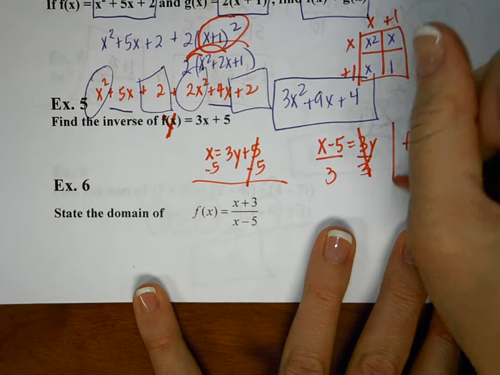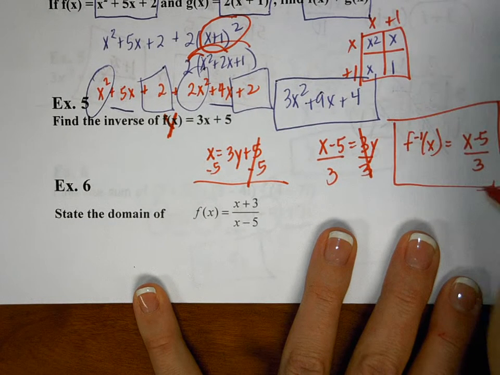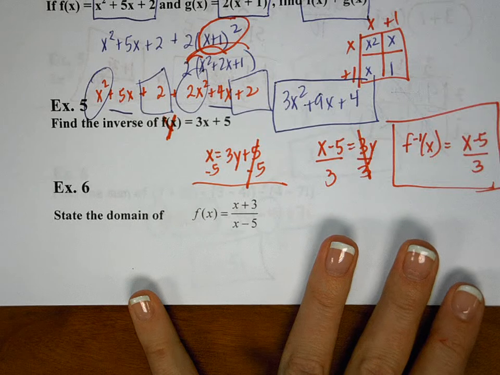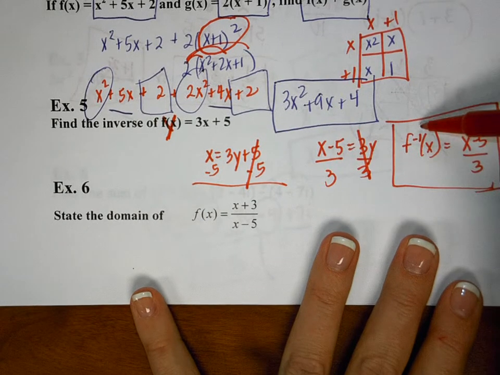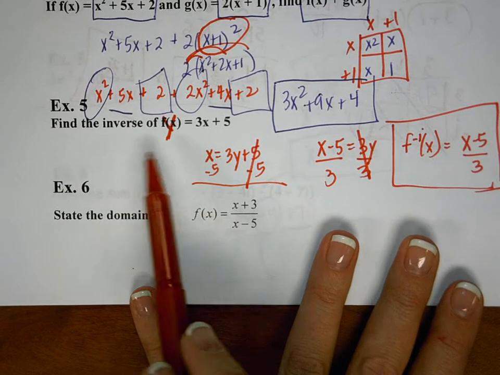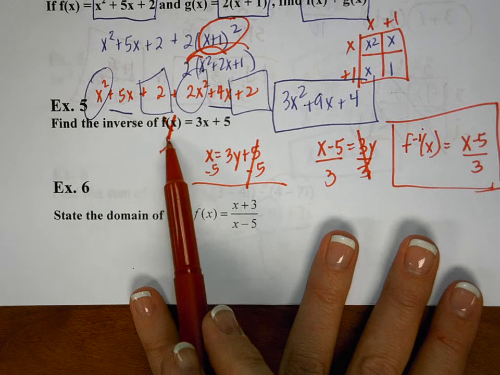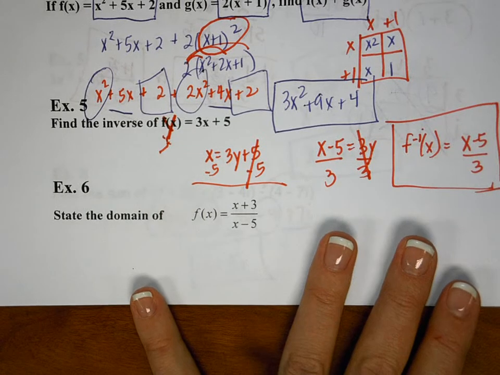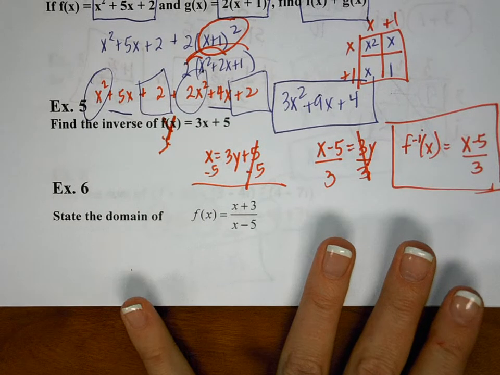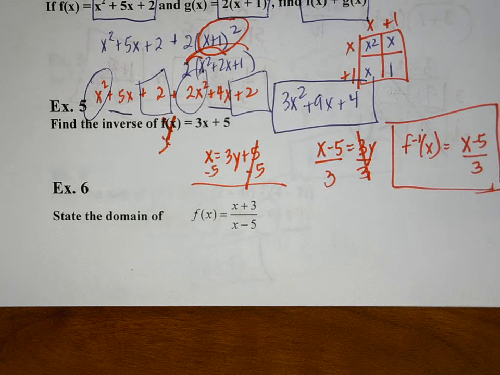And that's my answer. And why did I do f to the negative 1 of x? Because that is telling you that it's the inverse. And because my original equation was f of x. If my original equation was y, I would have just put it as y to the negative 1. Right? Okay. Yes? Would it be correct if I put fx negative 1?